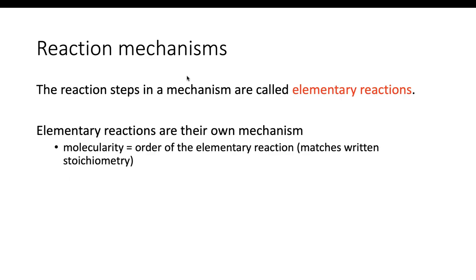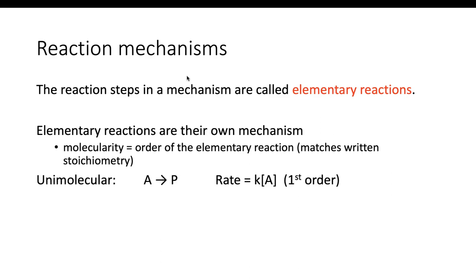All right, so we're going to talk a little bit about reaction mechanisms. We will get to more of this as we go on. This is just our review. Each step in a mechanism is called an elementary reaction, and then, in a kind of circular definition, the elementary reactions are their own mechanism. They're just telling you what two molecules or what one molecule must do to form products. Each elementary reaction has a molecularity, which is the order of the elementary reaction. An elementary reaction is the one case where we can look at the stoichiometry and determine the order.